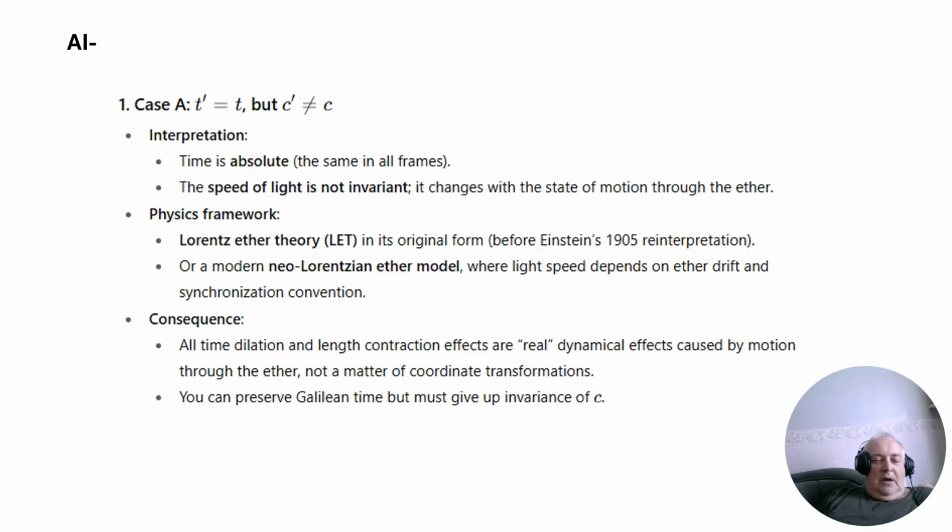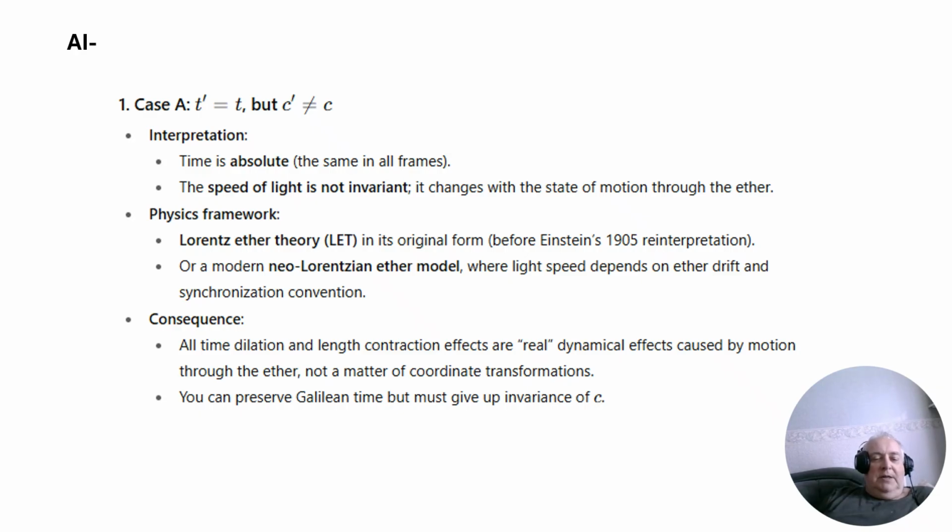It's showing the connection between Einstein and Newton from that equation. So AI takes up the case, which is called case A, of considering what happens when t prime is equal to t and c prime doesn't equal c. And the interpretation from that is you've got time absolute, the same in all frames, and the speed of light is not invariant, it changes with the state of motion through the ether. And the physics framework is the Lorentz ether theory in its original form before Einstein's 1905 reinterpretation.